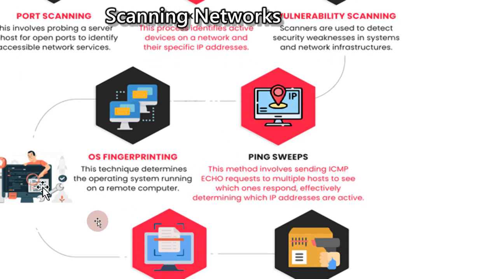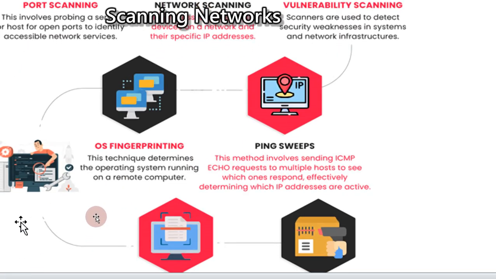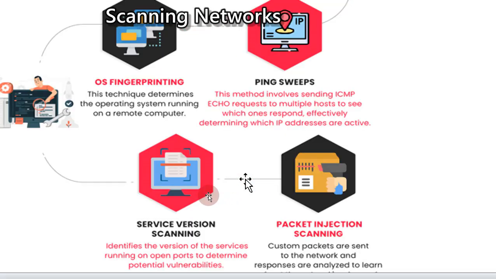And next is OS fingerprinting. This is the technique to know which operating system is running on the target computer. Whether the target is running Windows, Android, iOS, or is a Mac. Got it? The type of operating system can be found out by OS fingerprinting. And then ping sweep. I just explained this method. Ping sends the echo request to multiple hosts.